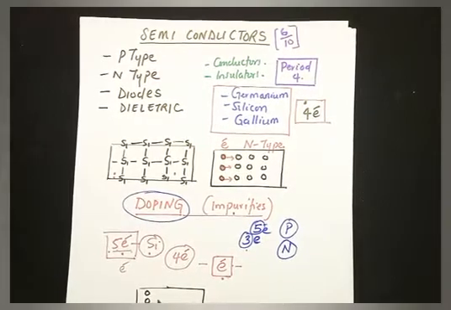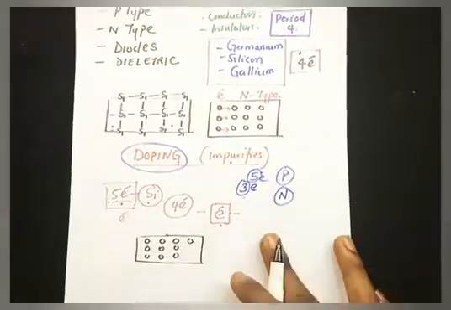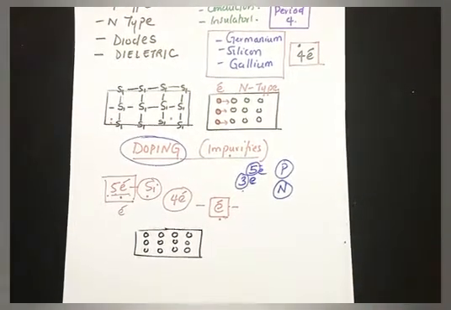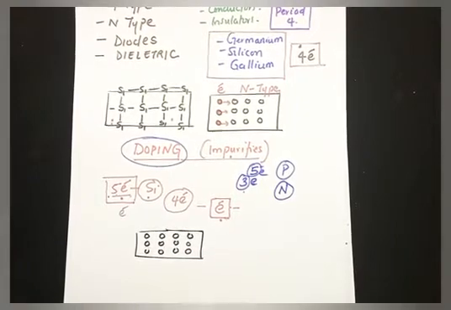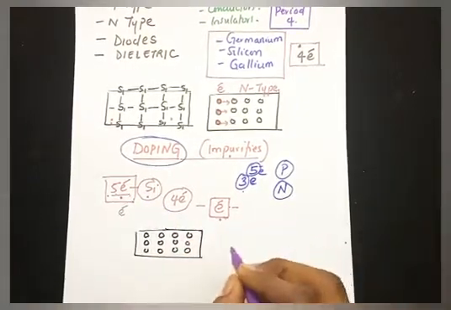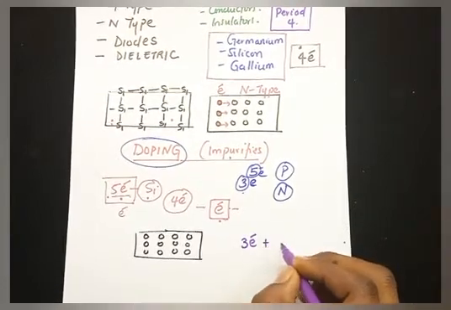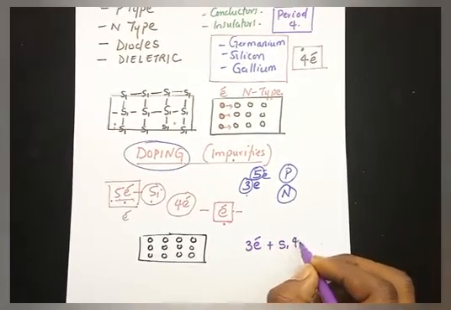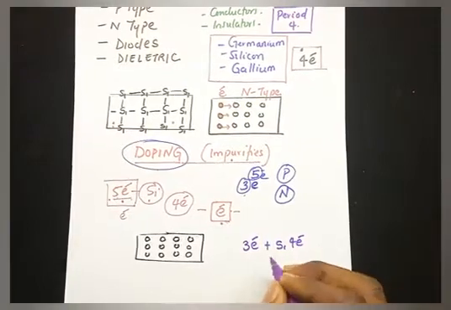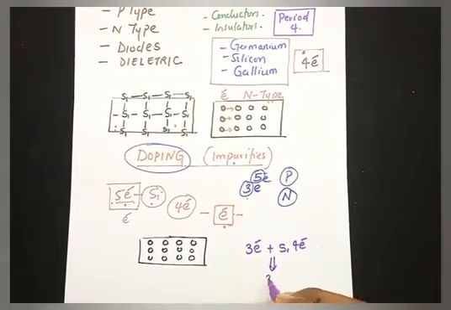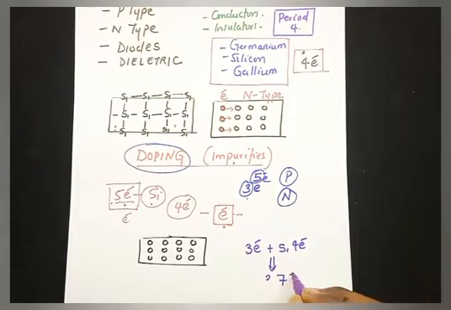In the same way, when we use an element which has 3 electrons in its outermost shell, here we are using an impurity that has 3 electrons in its outermost shell, and we're adding it to silicon that has 4 electrons in its outermost shell. When we do this, the result is that silicon will now have 7 electrons in its outermost shell.